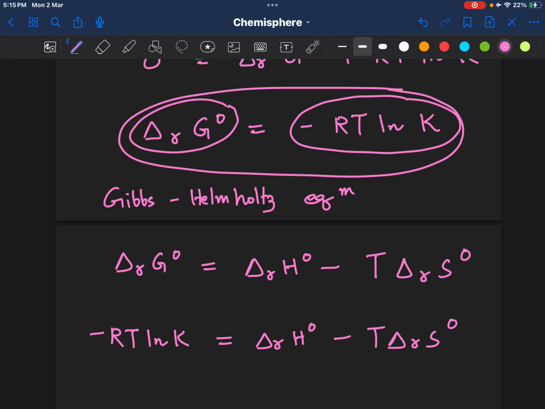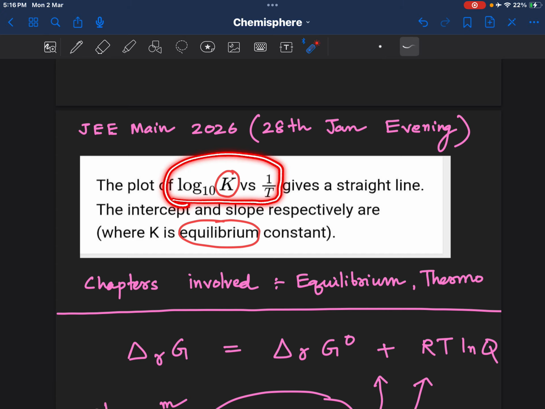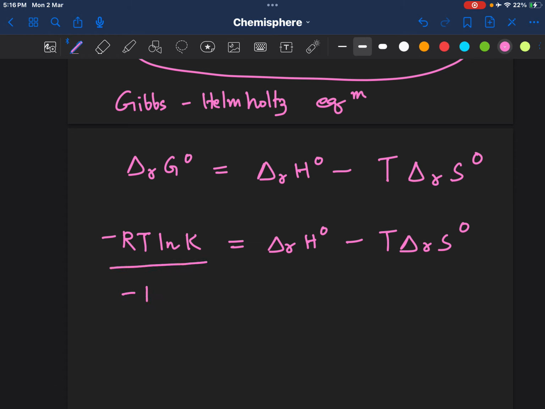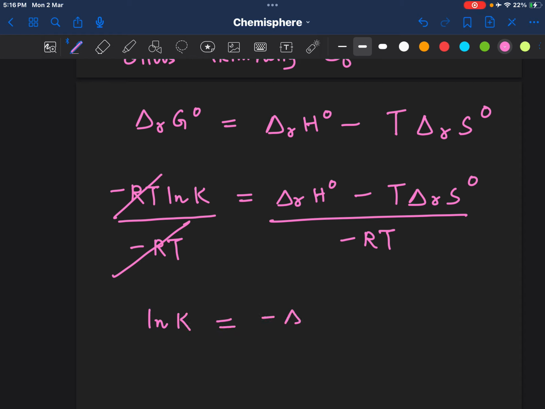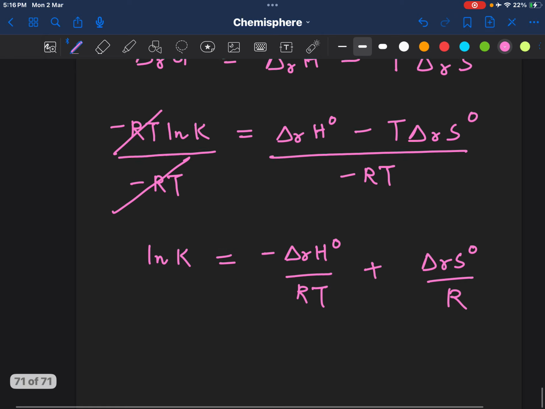Now they're asking us the graph of log K versus 1 by T. So I will divide this whole equation by minus RT on both sides. This will get cancelled, and we are left with ln K. Here we are left with minus delta RH naught by RT, and here we are left with plus delta RS naught by R. T gets cancelled, and minus minus is plus.